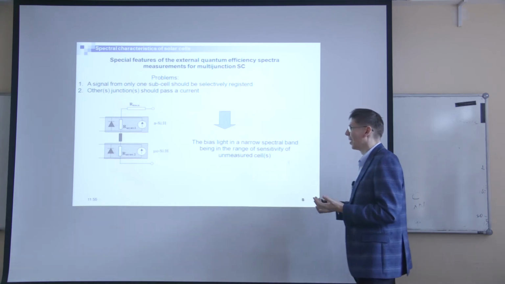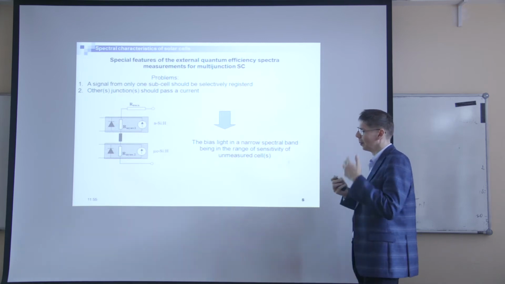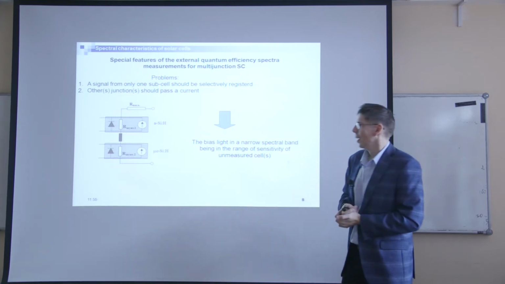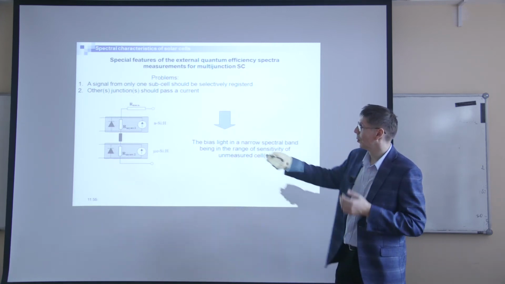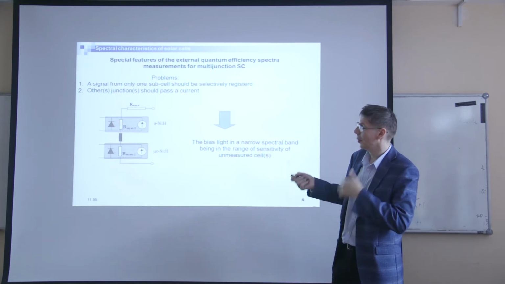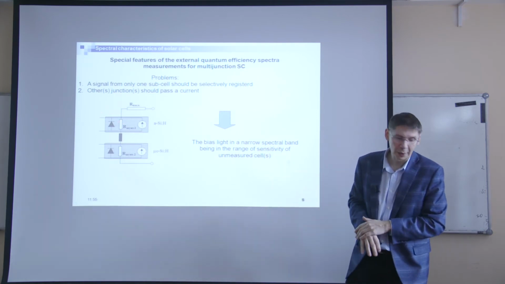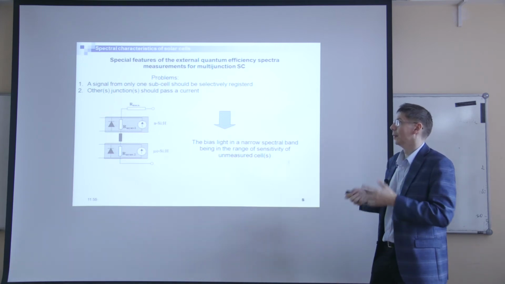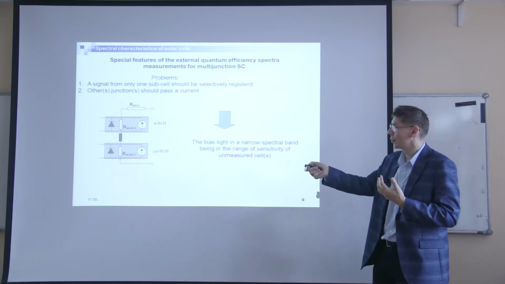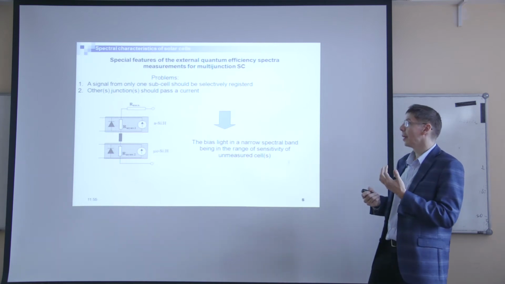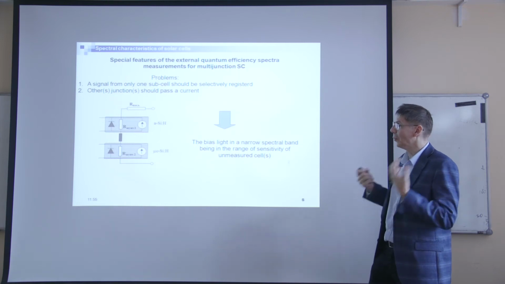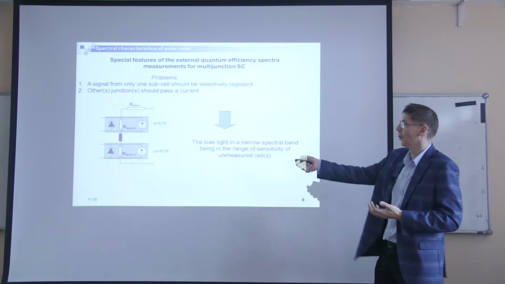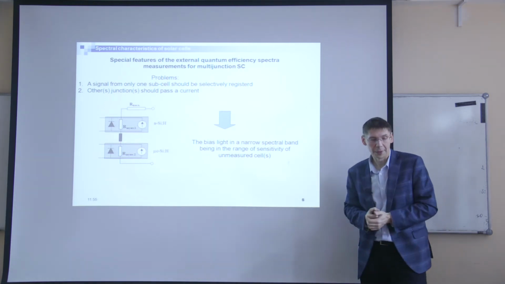Actually, for the non-ideal case, if you have some leakage, you can get measurements where you try to measure one junction, but you have a response from the other one. So you have something that really doesn't correspond to a separate junction. And there is another problem: you want to get the spectral response of the separate junction, for example from top and from bottom.